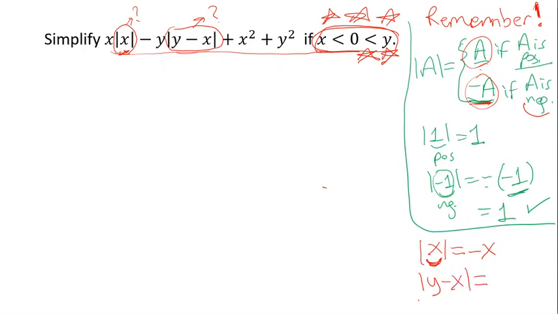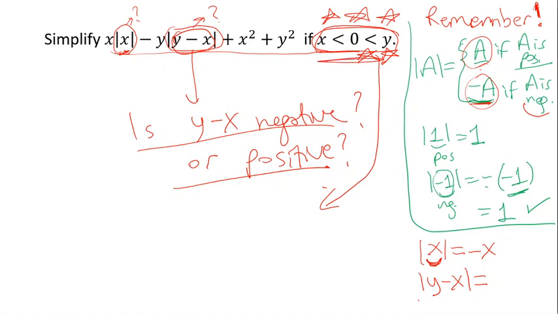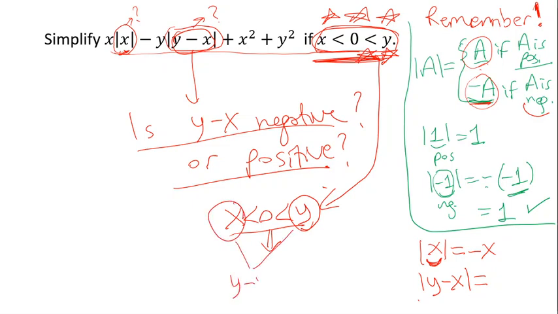So here comes the question. This one here, y minus x. Is it negative or positive? How can we answer this question? Again, this condition tells us x is less than 0 and 0 is less than y. So what can it say? It means y is bigger than x, so y minus x is bigger than 0.